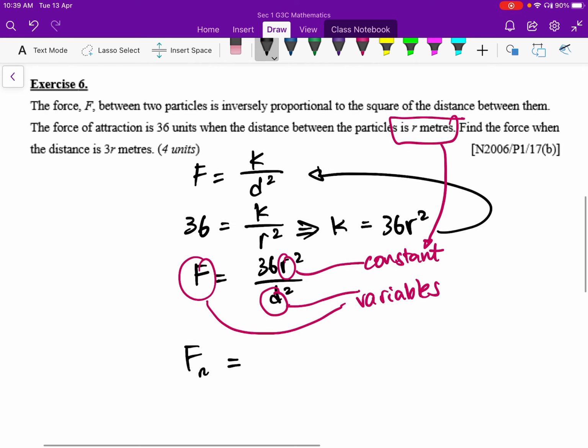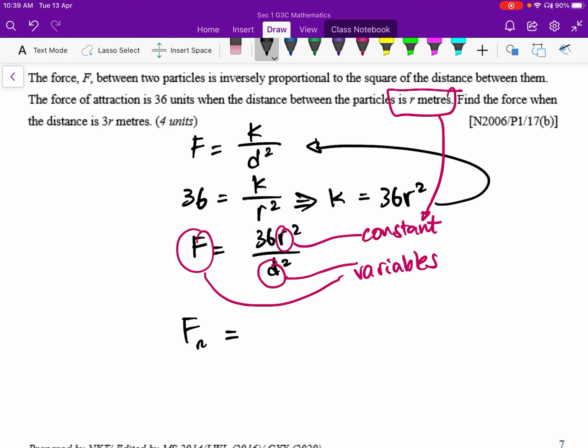So my new force is now going to be equal to a constant. The K value is 36r squared divided by the new distance. But I must square the new distance. So what is the new distance? And then I square it. What did they say? The new distance is 3r. So put a 3r inside the bracket. If you have a highlighter, I want you to highlight the bracket and the square outside the bracket.